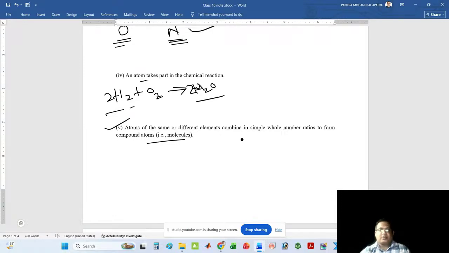Take an example. Suppose you think about the water molecule. Here, three atoms are present. Remember the important point: here three atoms are present, two hydrogen atoms and one oxygen atom. But if you think about the number of elements in water, two elements are present. One is the hydrogen element, another is the oxygen element.